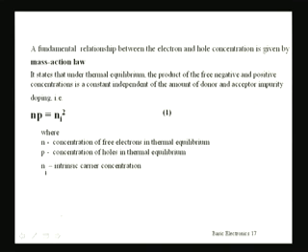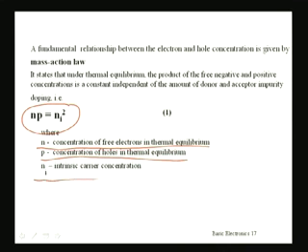That is, mathematically we write np = ni², where n is the concentration of free electrons in thermal equilibrium, p is the concentration of holes in thermal equilibrium, and ni is the intrinsic carrier concentration. This is a very fundamental law in electronics, which is the mass action law.